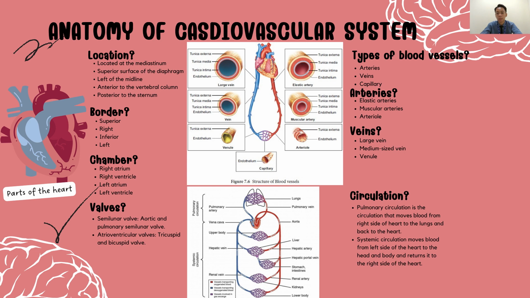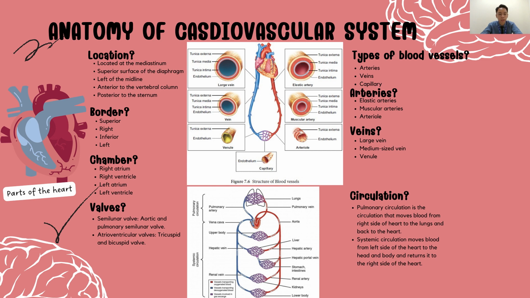So, the superior border lies along the line joining the third right and second left costal cartilage, and the right border lies along the line joining the third and sixth right costal cartilage. The inferior border lies along the line joining the sixth right costal cartilage to the fifth left intercostal space on the mid-clavicular line, and the left border lies along the line joining the second left costal cartilage to the fifth left intercostal space at the mid-clavicular line.